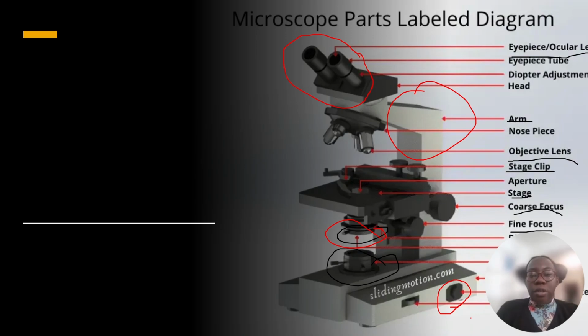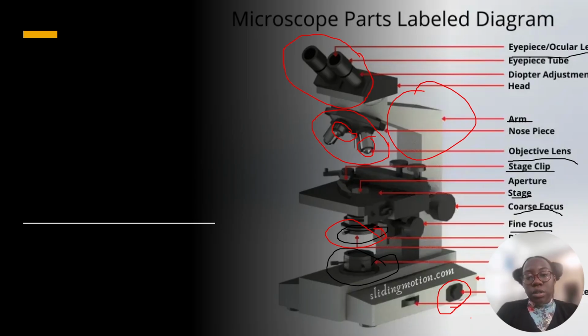And here you have the objective lens. The objective lens, like the ocular lens, each has a magnifying power. For example, the red objective lens has a power of 4. The yellow one has a magnifying power of 10. And we have blue, which has a magnifying power of 40, and we have the last one, which has a magnifying power of 100.